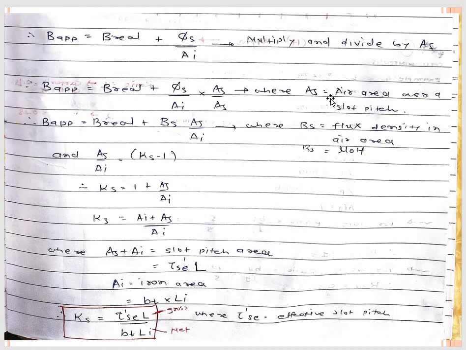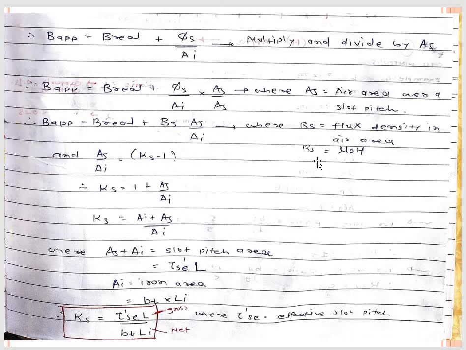AS by AS, where AS is the air area over a slot pitch. So now put the value of phi S divided by AS as BS. B apparent is equal to B real plus BS into AS divided by AI, where BS is the flux density in the air area.